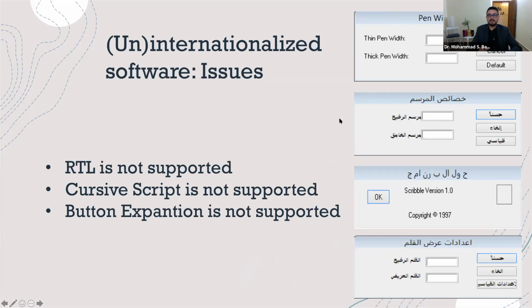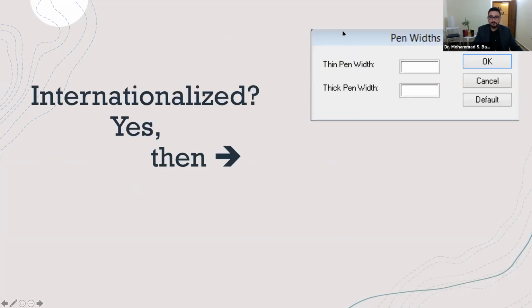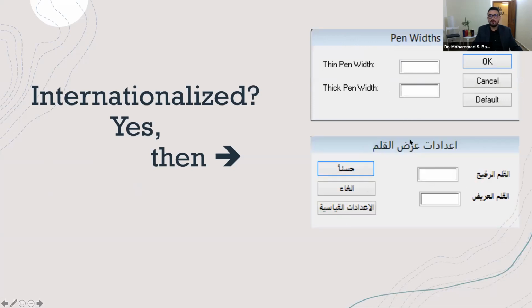So in order to fix these problems, software developers should have an internationalization strategy when they write the script or the code of their program. So if the program is internationalized, then we will get a perfect translation where we have connected letters, where we have a mirrored interface, as you can see, and where we can expand the buttons in the target application. So internationalization, again, is the process of making a software product as adaptable as possible.